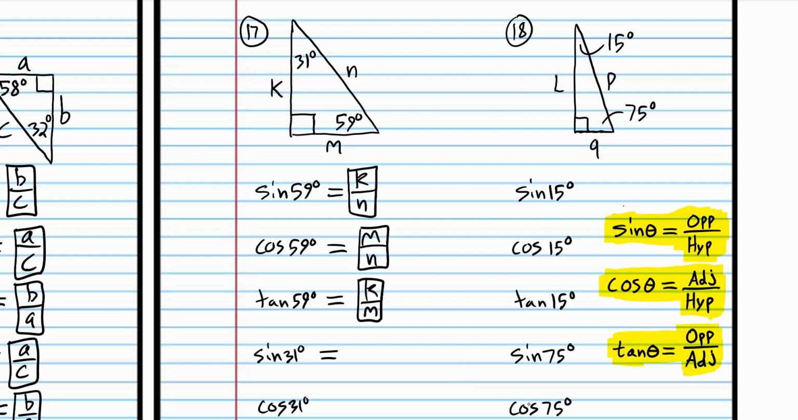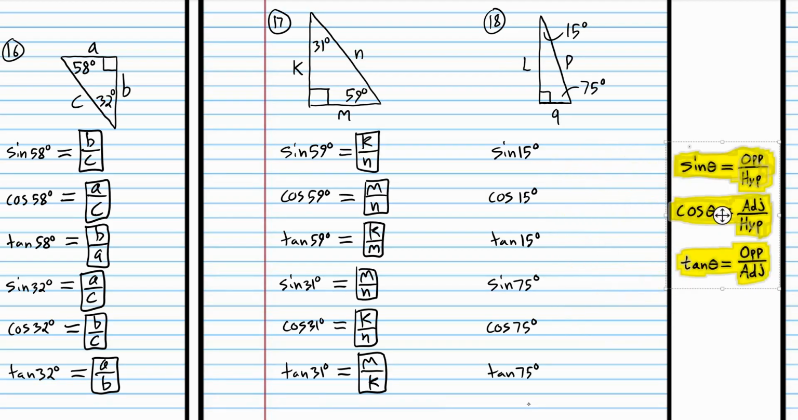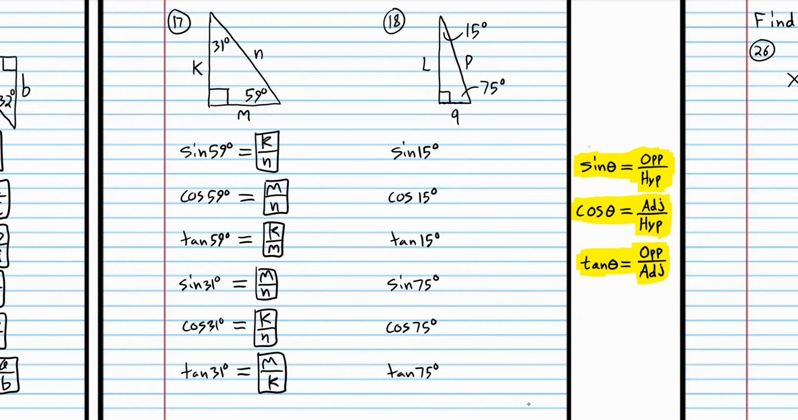Sine 31 is m over n. Again, I don't want to bore you by just restating these same definitions over and over again. You should see them over here. I don't have to say them for every single problem. So cosine 31 is k over n. Tangent 31 is m over k. So if you got those answers, good job. The whole point of this is to get used to how to plug in numbers, whether they be ratios or angles or whatever. All right, so try number 18, and when you come back, we'll do it together.